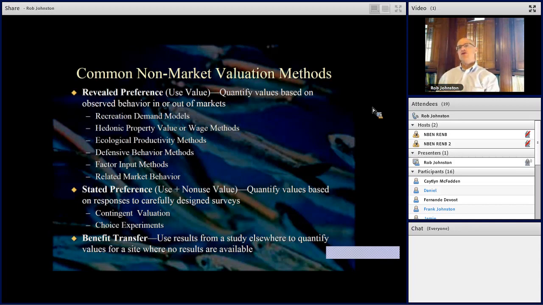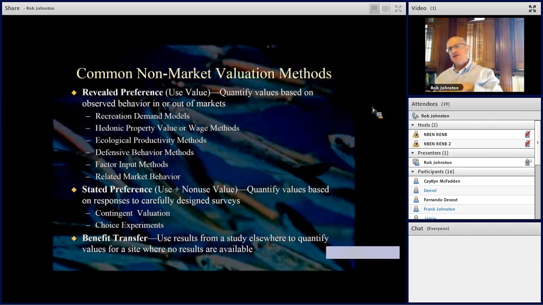Hedonic property values looks at patterns in residential property values, how much people are willing to pay to have a home in a particular area, again, as a function of what that area is like, right? For example, we've done some work looking at how property values react to flood risk. Are people willing to pay, all else being equal, more or less for a home that happens to be at risk of flooding? And you can use that, again, to infer the values that people have for reduction in flood risk. All sorts of things, right?